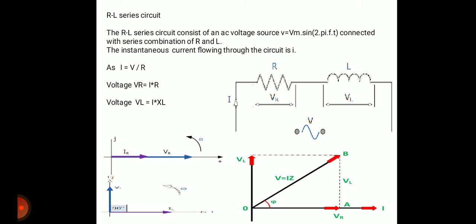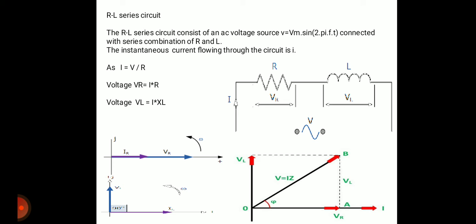In the same manner, we can determine the voltage across inductor VL. If you know the value of reactance XL and the instantaneous current I flowing through the inductor L, then we simply multiply current I by XL and we get VL. So VL = I × XL. So we have three formulas given in the slide: standard Ohm's law, I = V/R; V = I × R; and in the same manner, VR = I × R and VL = I × XL.